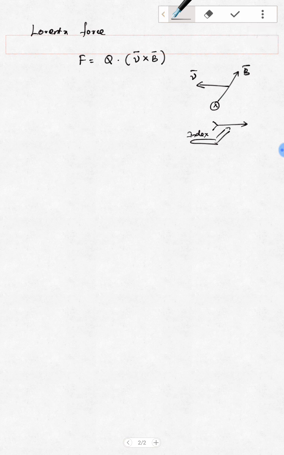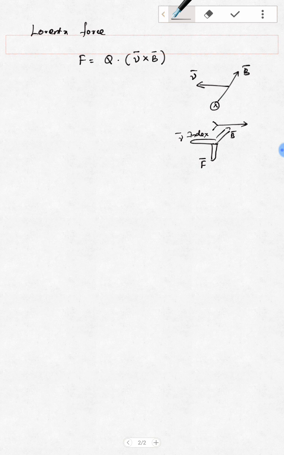This is the middle finger, and the B, this is V. So the thumb will be going to the bottom. That is what we call the resultant of the cross product, which is nothing but the force. That's the Lorentz force. So here the force is acting on the electrons at the bottom.